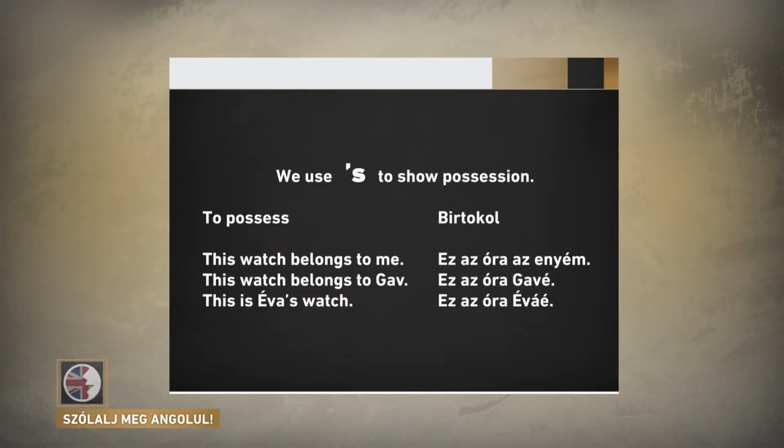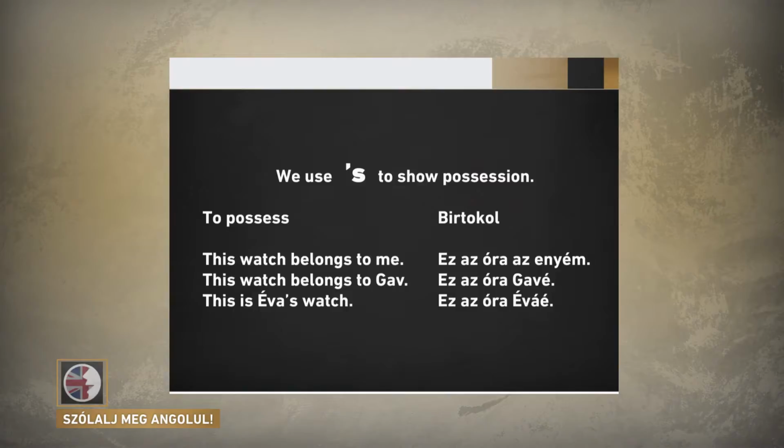This is my watch. It belongs to me. It's my possession. This watch belongs to me. This watch belongs to Gav. This is Gav's watch. Now, as we see in the following sentences, we can use apostrophe S to indicate possession as well. This is the possessive apostrophe S. We add apostrophe S to a noun to show possession.